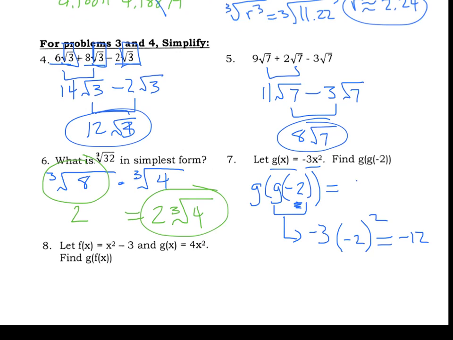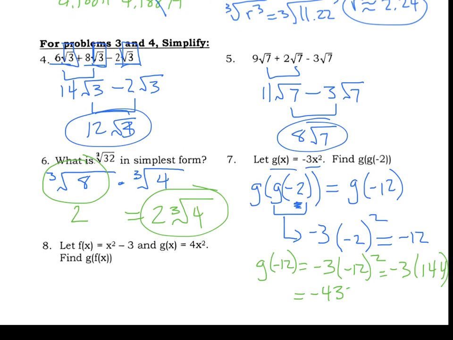So what I'm really trying to find is g of negative 12. To find g of negative 12, I'm going to do the exact same thing. I'm out of room here on the right side, so I'm going to move down below. And let's evaluate g of negative 12. Well, I'm going to input the negative 12 to the function. Negative 12 squared is 144. And I'm going to have to use my calculator for this. Negative 3 times 144 is negative 432. So g of g of negative 2 is negative 432.